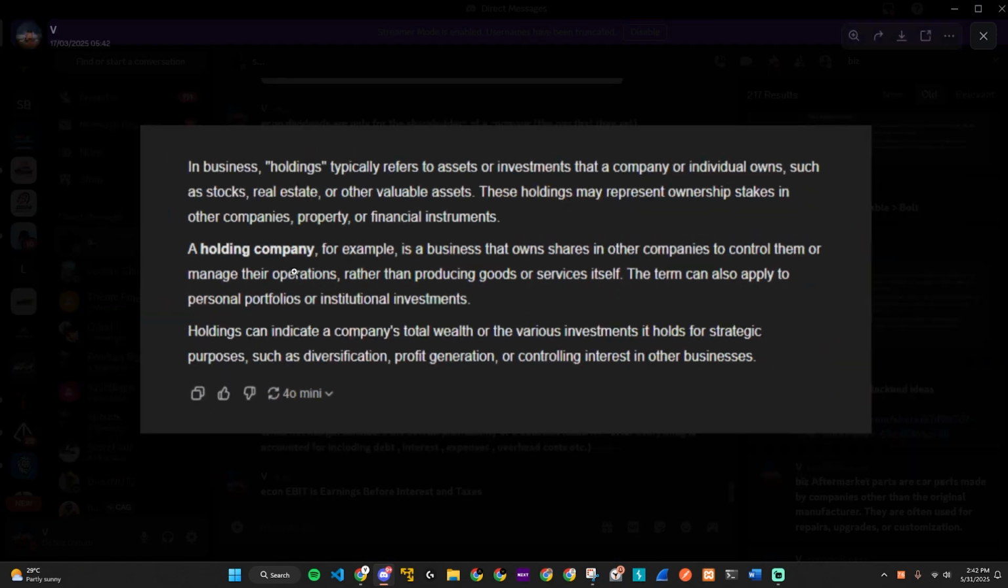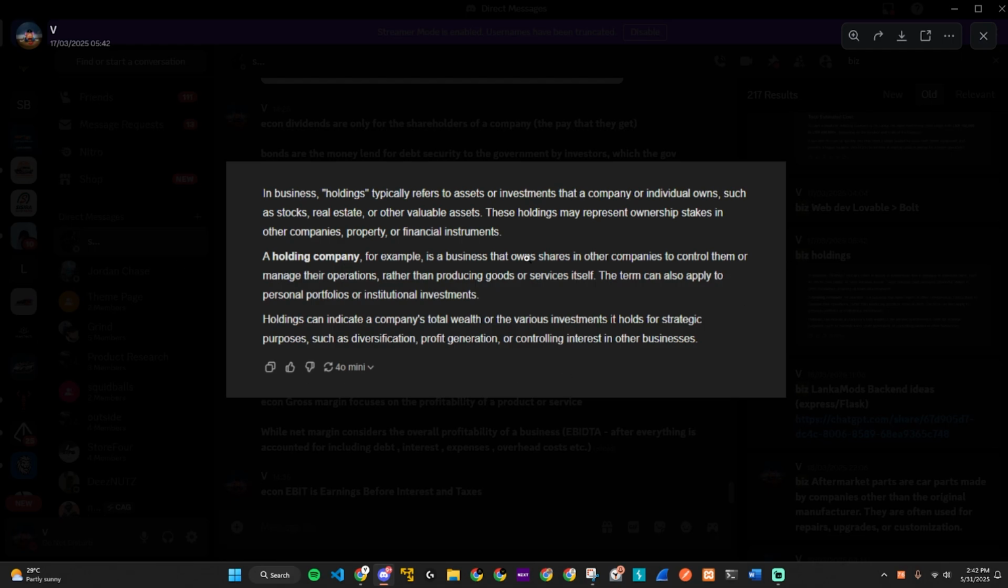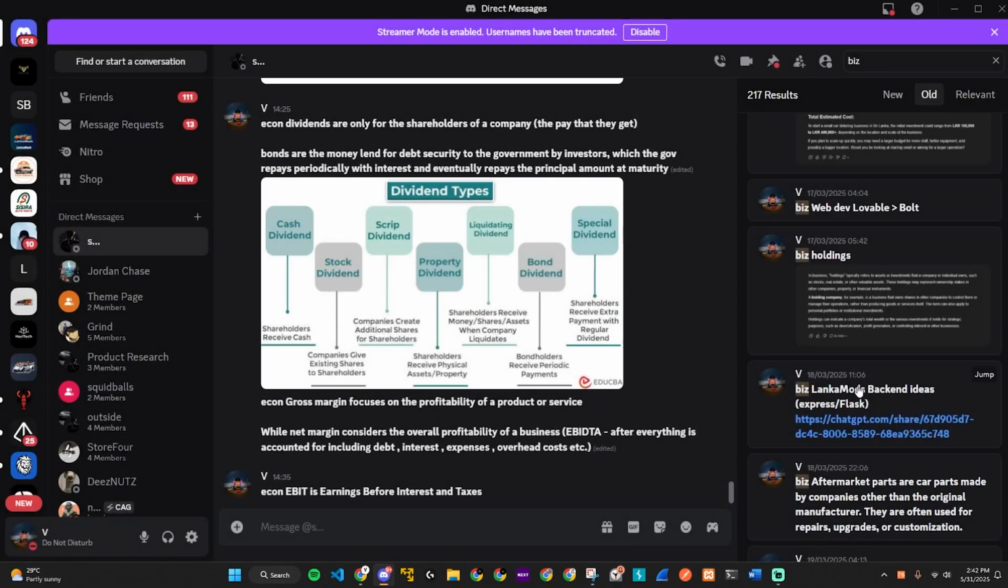So holdings is a business that owns shares in other companies to control them and manage their operations rather than producing goods or services itself. The term can also apply to personal portfolios and institutional investments. Holdings can indicate a company's total wealth or the various investments it holds for strategic purposes such as diversification, profit generation, or controlling interest in other businesses.